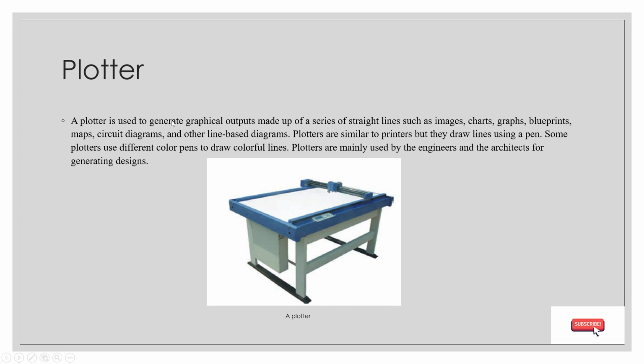Plotter. A plotter is used to generate graphical outputs made up of a series of straight lines such as images, charts, graphs, blueprints, maps, circuit diagrams, and other line-based diagrams. Plotters are similar to printers, but they draw a line using a pen. Some plotters use different color pens to draw colorful lines. Plotters are mainly used by engineers and architects for generating designs. So as you can see, this is a plotter.